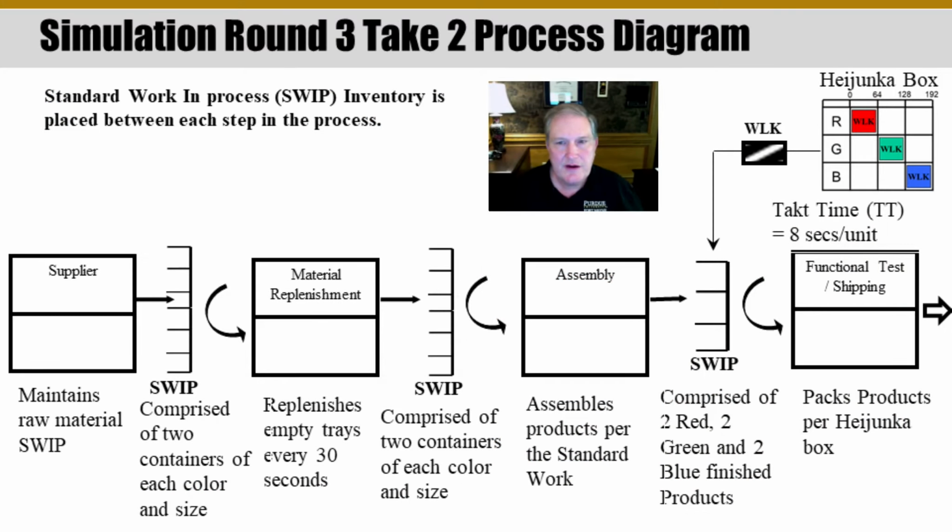We see here a value stream map where the Heijunka box is simulating the average pace of customer demand and pulling parts into shipping from assembly. The pull system establishes the connections between shipping, functional test, assembly, and the supplier.